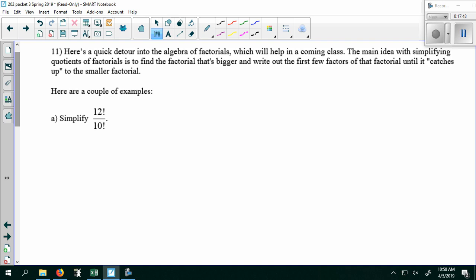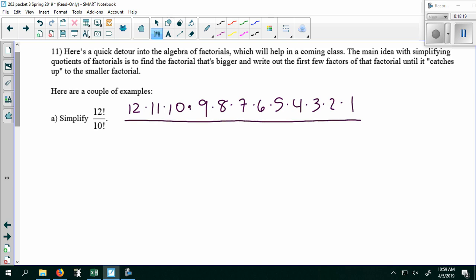Or just write out a bunch of numbers, okay? So who knows what factorial means? Like, Diane, what is it? Yeah, multiply by all the whole numbers less than it. So 12 factorial means 12 times 11 times 10 times 9 times 8 times 7 times 6 times 5 times 4 times 3 times 2 times 1. So that's my numerator. And then my denominator is 10 factorial. So that is 10 times 9 times 8 times 7 times 6 times 5 times 4 times 3 times 2 times 1.